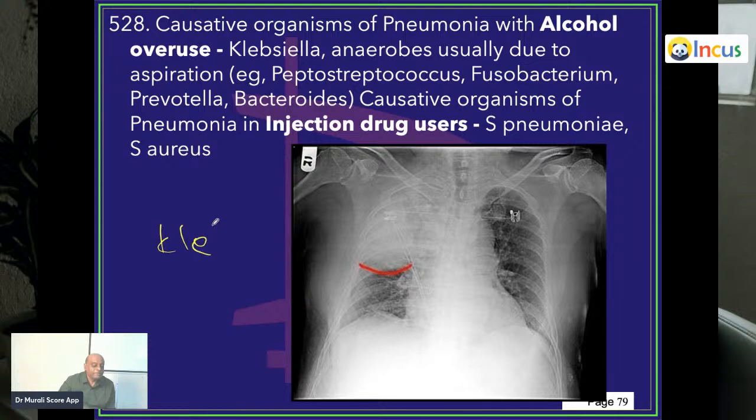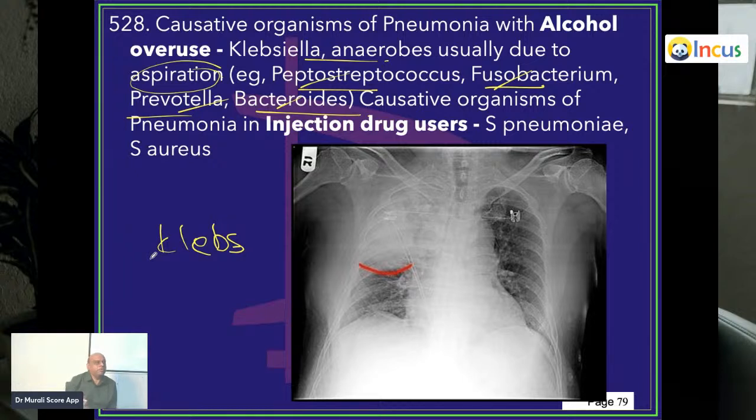Klebsiella, anaerobes, because of the aspiration. What are the anaerobes? Peptostreptococcus, Fusobacterium, Prevotella, Bacteroides fragilis. These are all what? Anaerobic organisms.